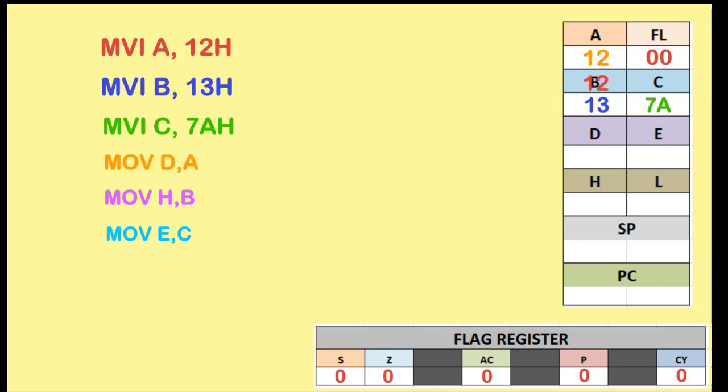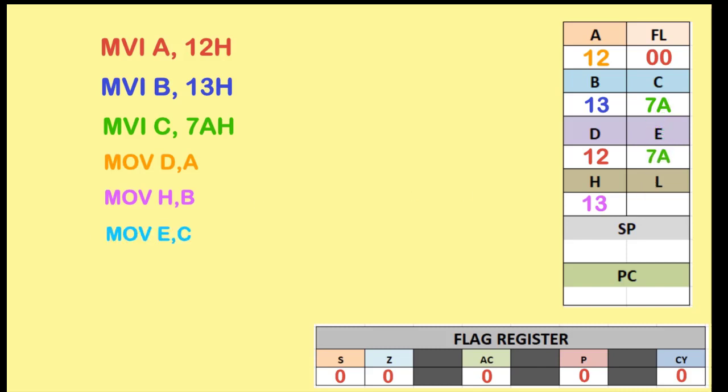Then the next instruction, MOV D, A. Because of this, the data from A gets transferred to D, and the data in A remains as it is. As you can see, the 12 is getting transferred. Then the next instruction, MOV H, B: the data from B gets transferred to H. And then MOV E, C: the data transfers from C to E.